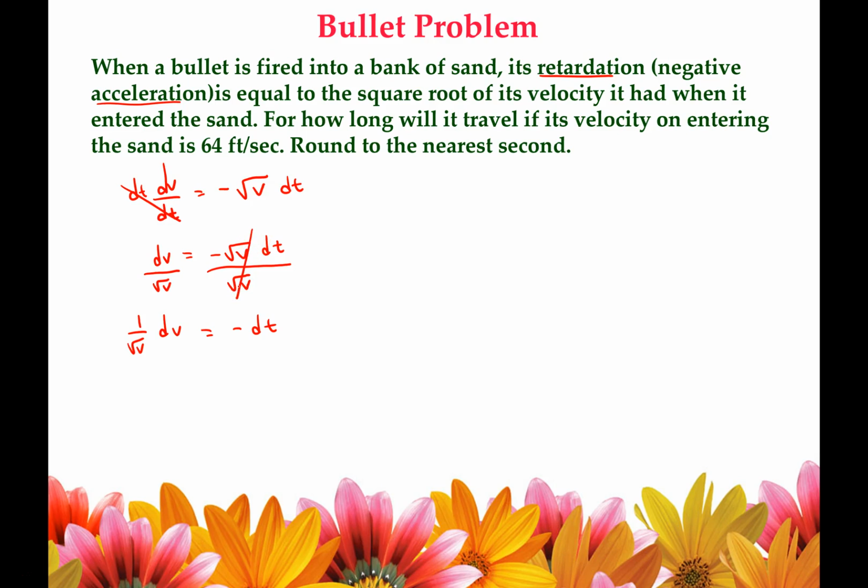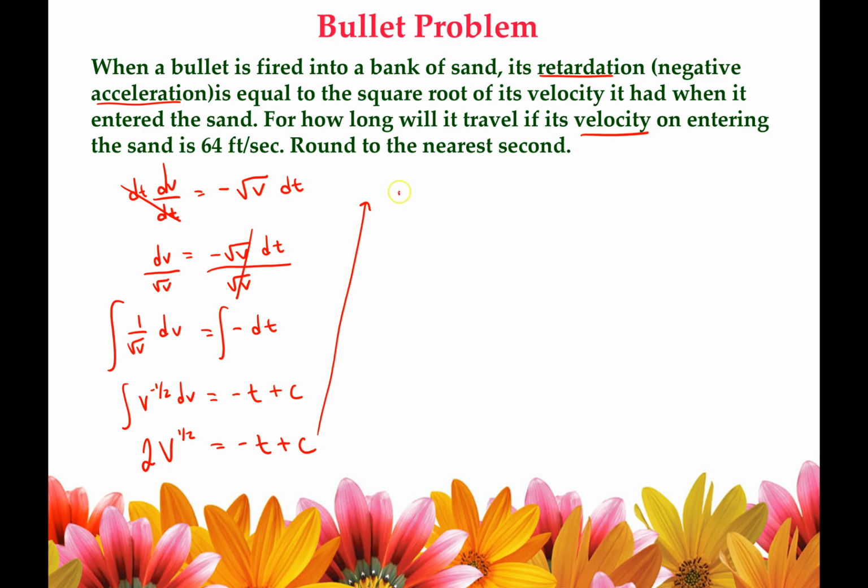All right, now I integrate both sides here. The integral of a negative dt is going to give me a negative t plus c. Here I can rewrite this as v to the negative 1/2 dv. Integrate that by adding 1, which gives me v to the 1/2. Then I divide by 1/2, which is the same thing as multiplying by 2, its reciprocal. There we go.